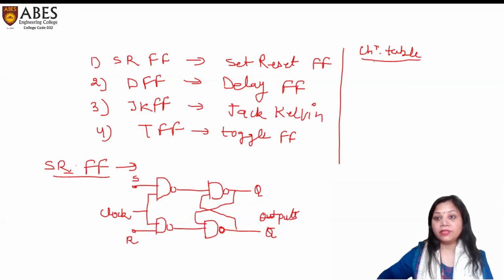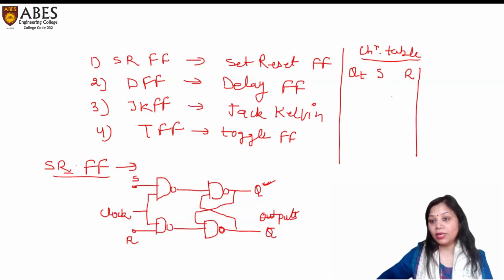As we see the characteristic table of the SR flip-flop, we have to consider the previous value of the flip-flop. Suppose the previous value is Qt, and the inputs are S and R, and the output is Qt plus 1. We can take complements also.